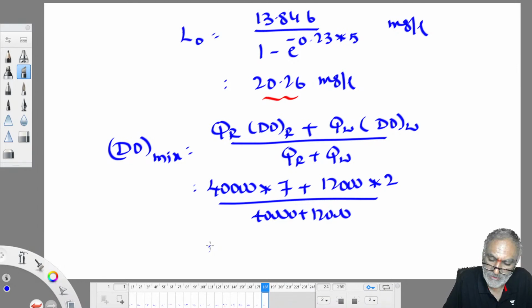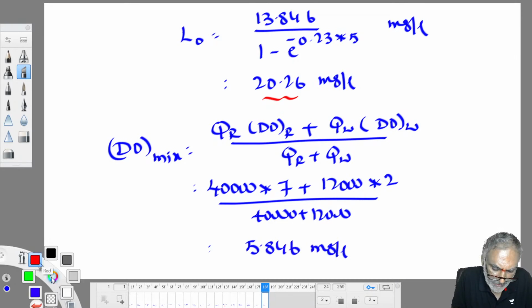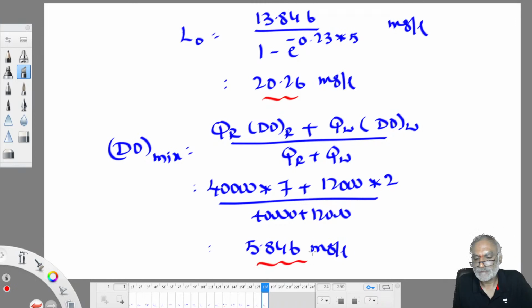$40,000 into 7 plus 12,000 into 2, divided by 52,000. It is 5.846 milligram per liter. That was the answer for this question.